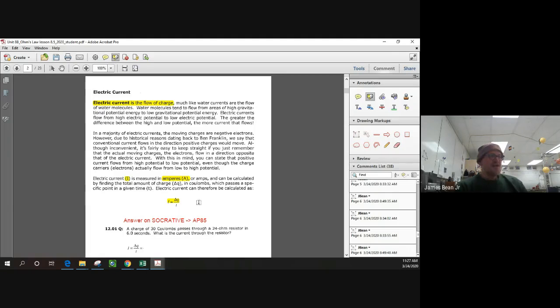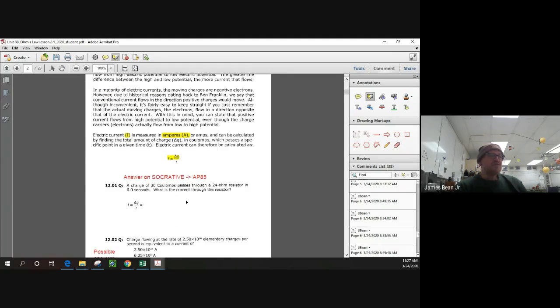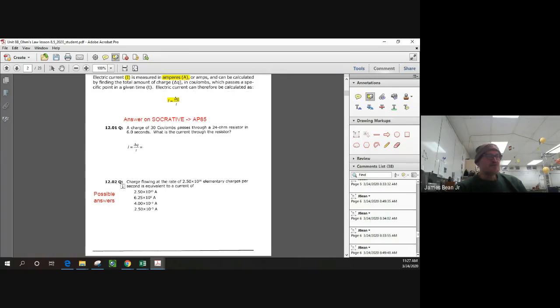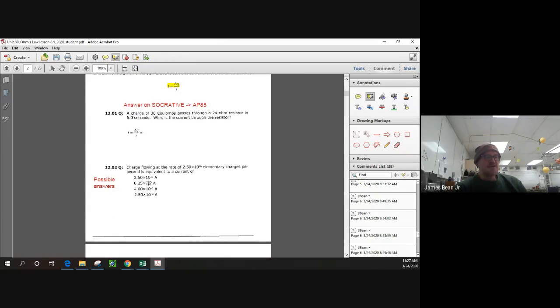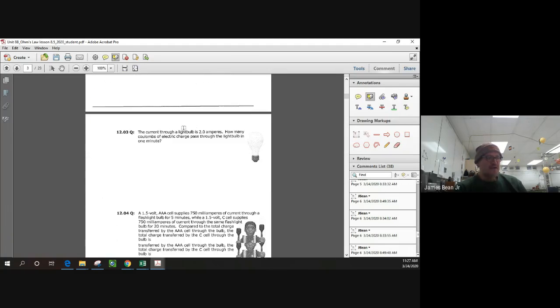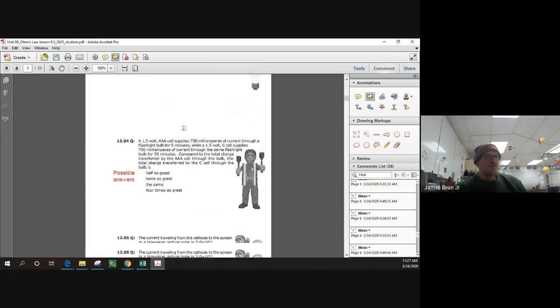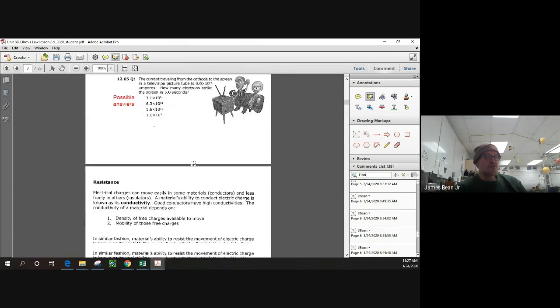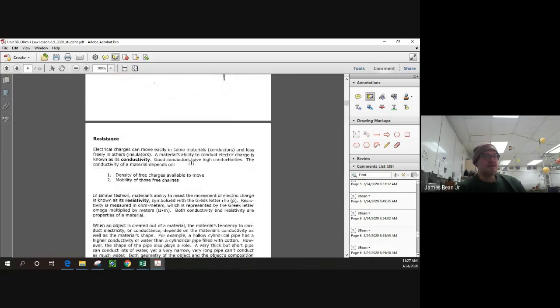So you'll want to answer these questions on Socrative, and the room code is AP85. Here are some questions about the coulomb. Here's question 12, some calculations using this equation up here. 12.3, 12.4. Here are some possible answers. And you'll work through this until we get to the next topic of resistance.